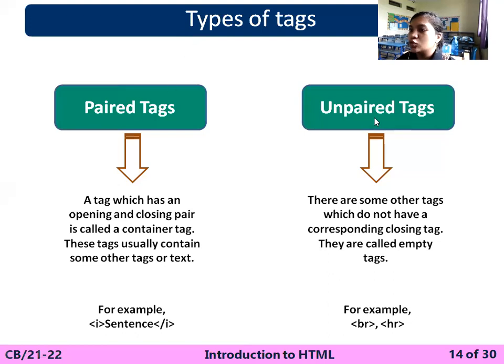Then we learned the two types of tags. First is the pair tag, second is the unpaired tag. If the tag has both an opening and a closing tag, that is called a pair tag, container tag or non-empty tag. Three names of pair tags. And unpaired tag: if the tag has only the opening tag, not a closing one, that is called the empty tag or the unpaired tag.